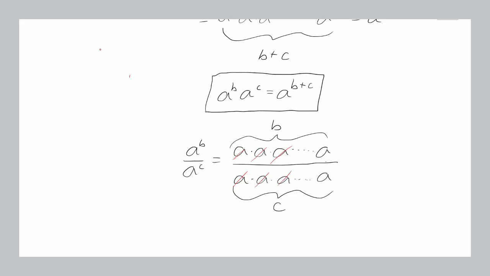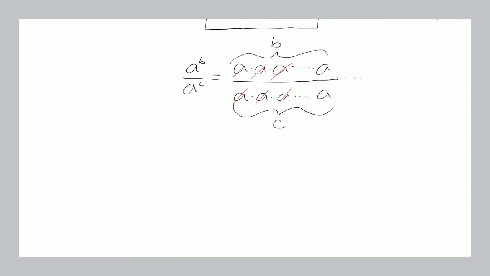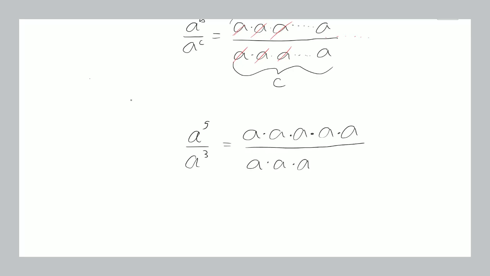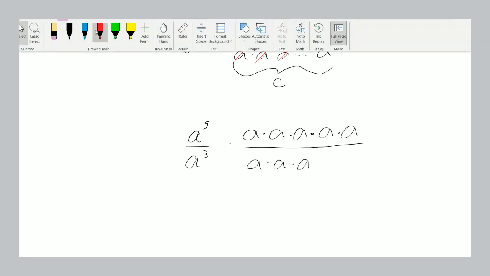And you can keep on doing that until you have some number of a's left in top or some number of a's left in the bottom. Okay, so let's imagine the simple case where b is greater than c. For example, a to the power of 5 divided by a to the power of 3. So we have 1, 2, 3, 4, 5 a's multiplying each other. Sorry if these dots are a little difficult to see. And then we have 1, 2, 3 a's multiplying each other in the denominator.